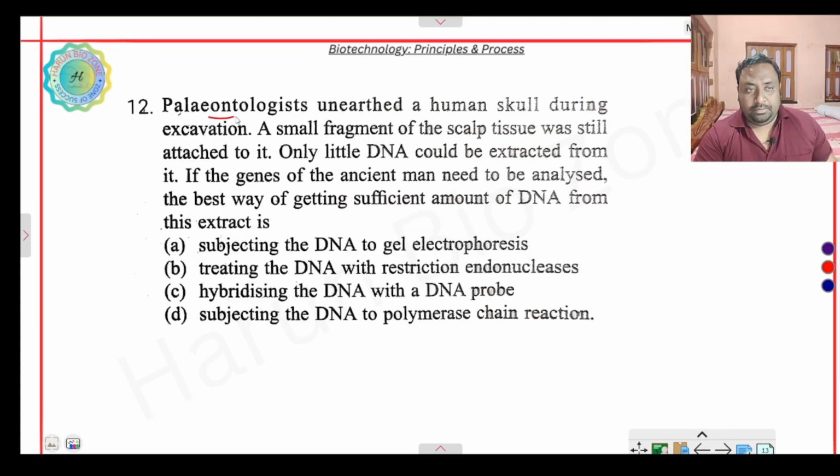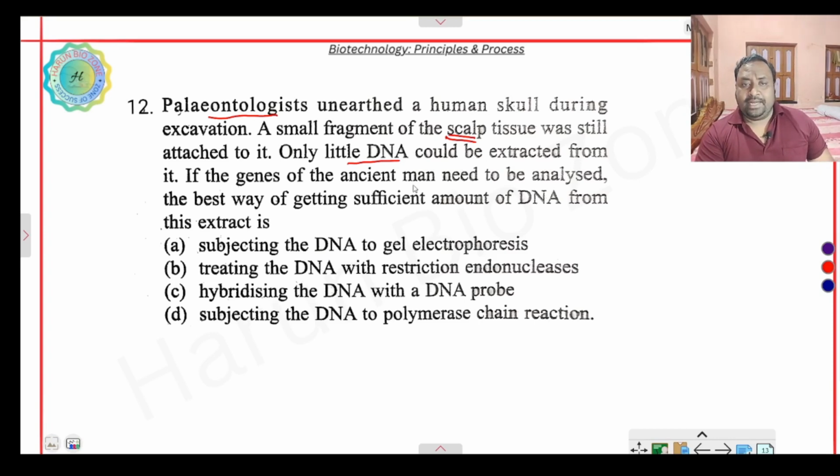Paleontologist means evolutionary biologist, unearthed a human skull during excavation. When excavating, they found a human skull with a small fragment of scalp tissue still attached to it. Only a little DNA could be extracted. Only a little amount of DNA they extracted from the excavated skull.